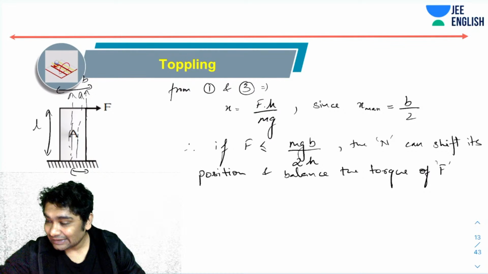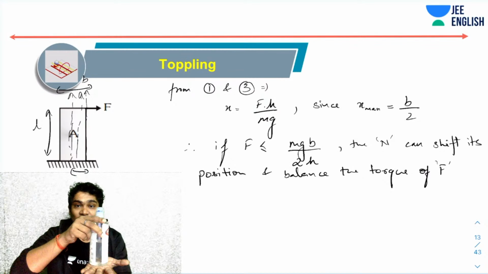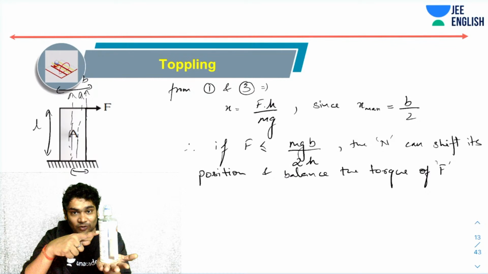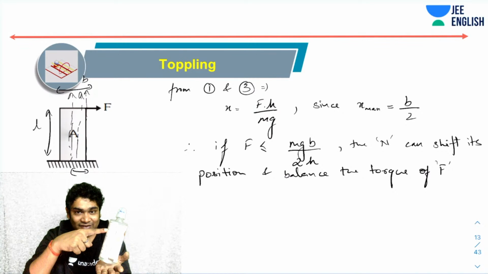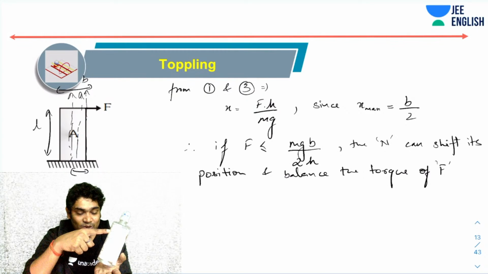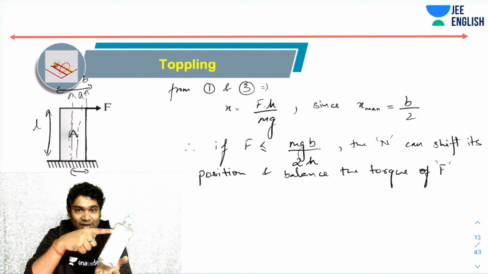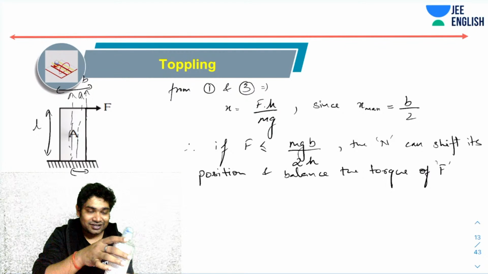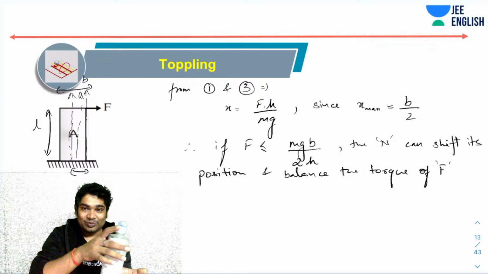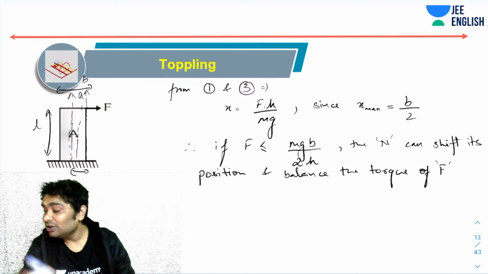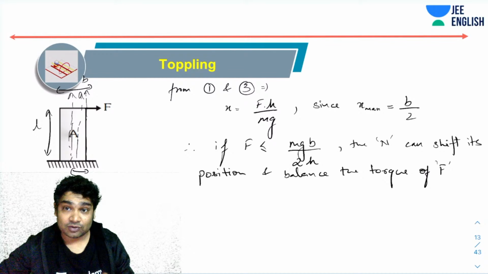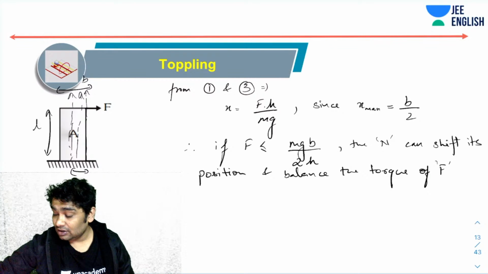So let's see the example here. So imagine if I applied a small amount of force, if I kept on increasing the force, N has shifted, N is going towards the bottom, okay, and beyond a point, it just topples. Beyond a point, it just goes on and gets toppled. So that is what is happening. That is what you need to understand.